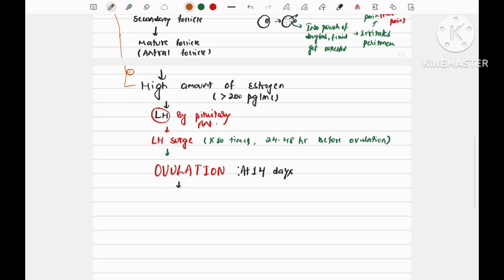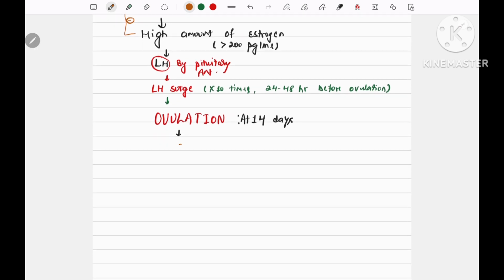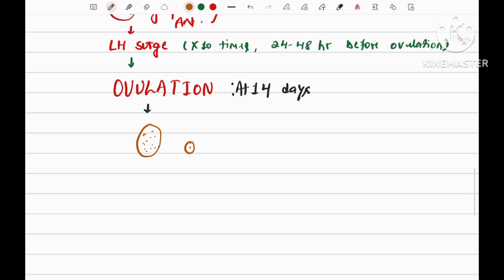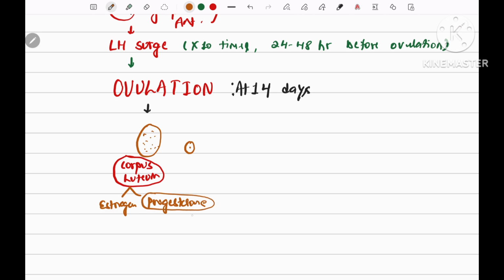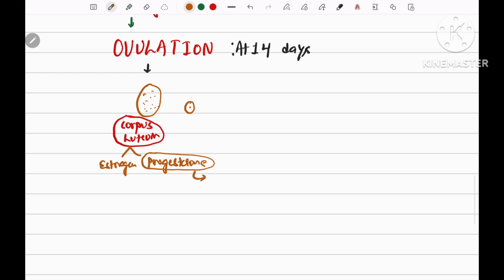Now we have to know that after ovulation, if this is the remnant of the ovary and the oocyte is released, this remnant of the follicle will be known as the corpus luteum. This corpus luteum releases hormones like estrogen and progesterone. The estrogen was for proliferative change and this progesterone is for the secretory changes in the endometrium.